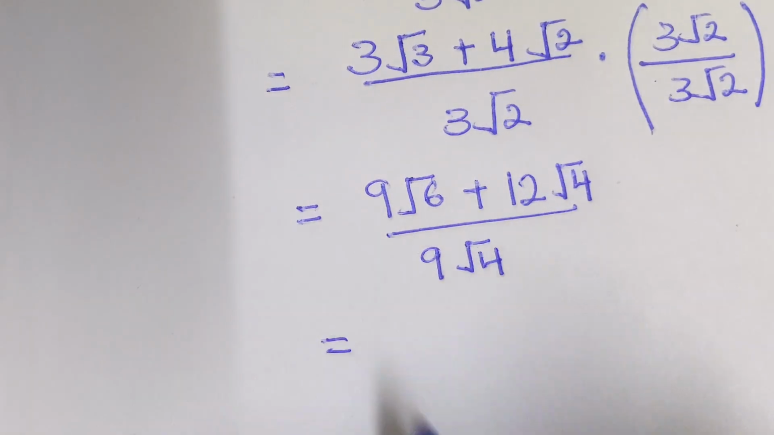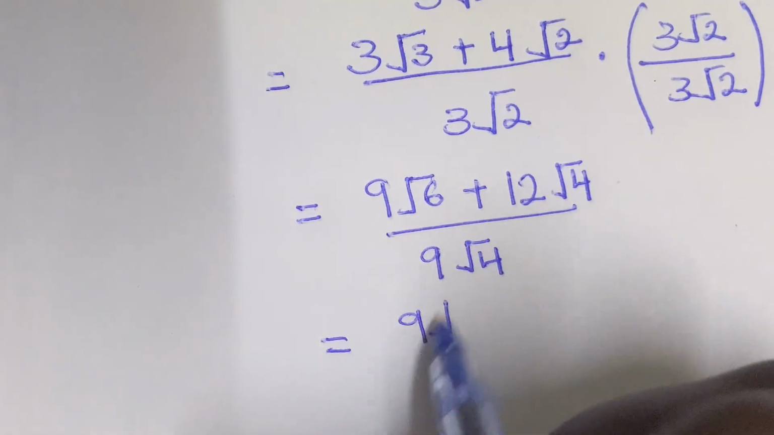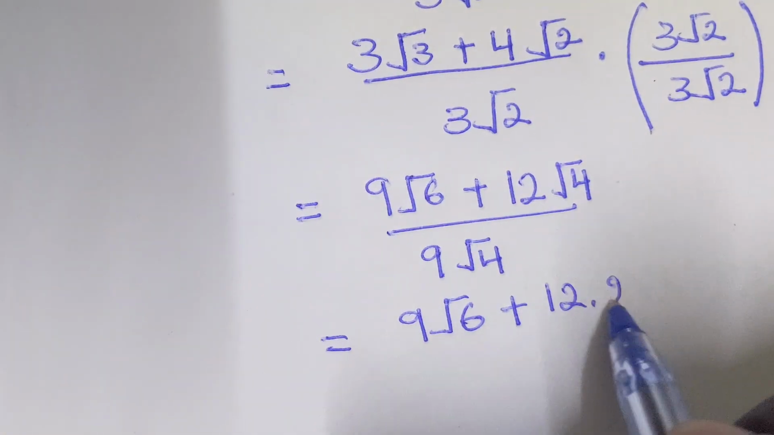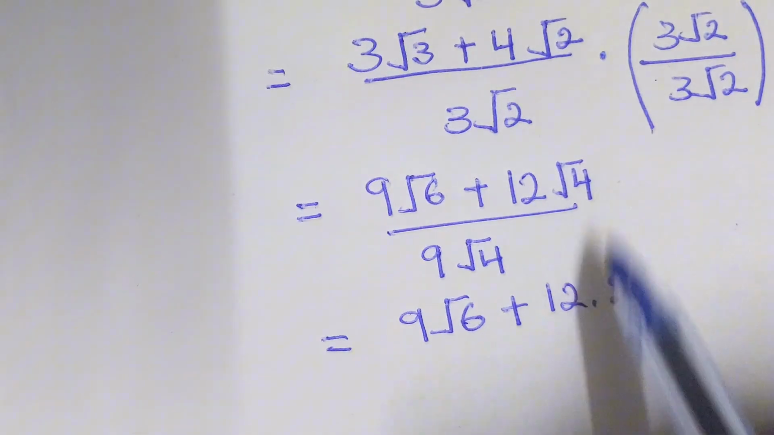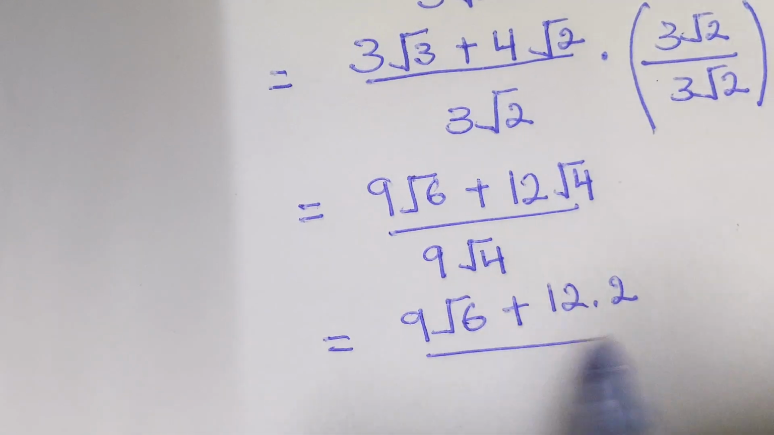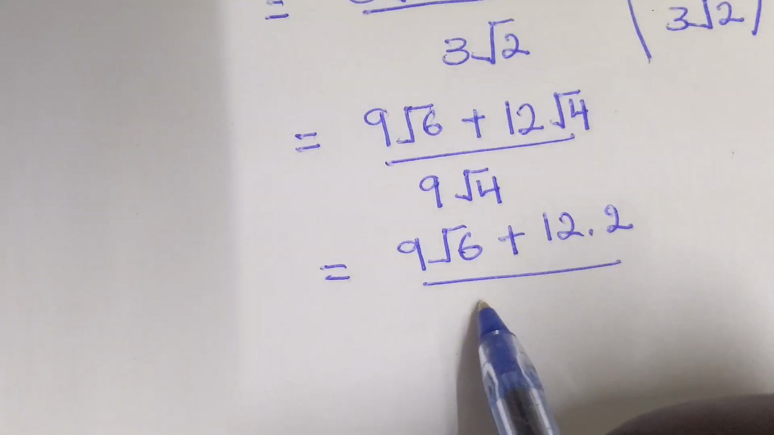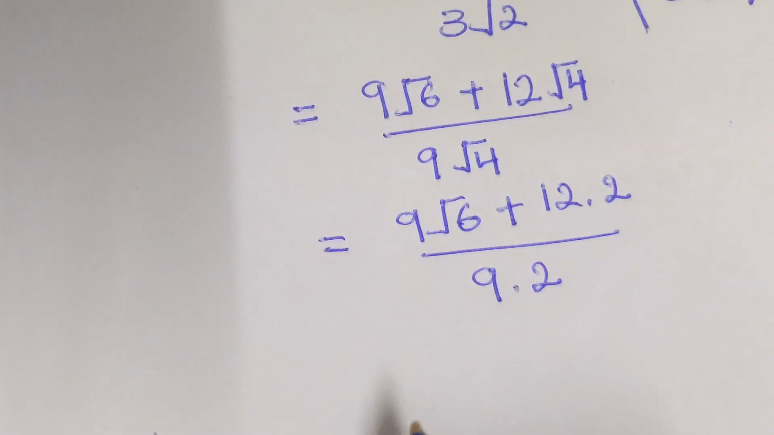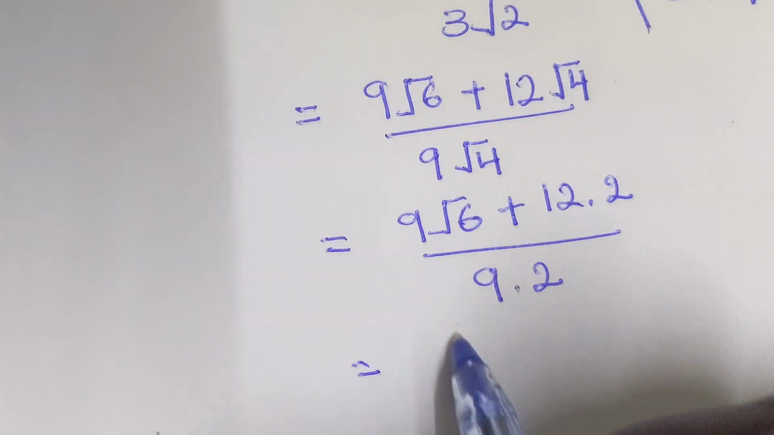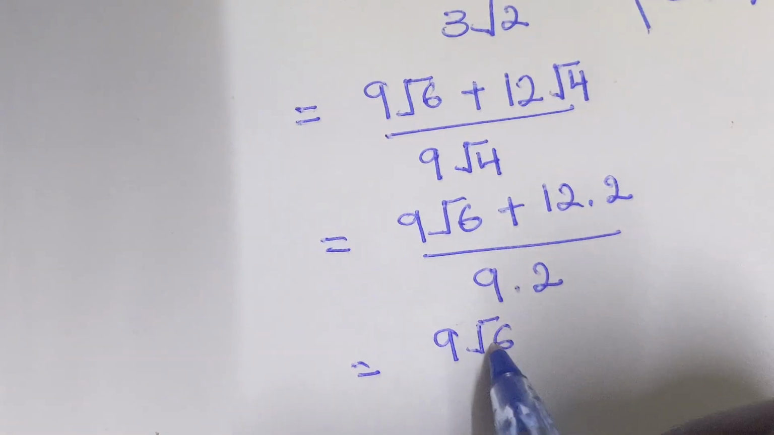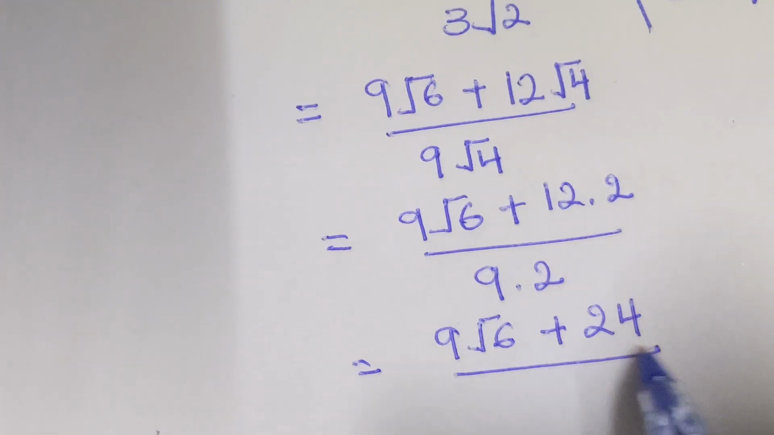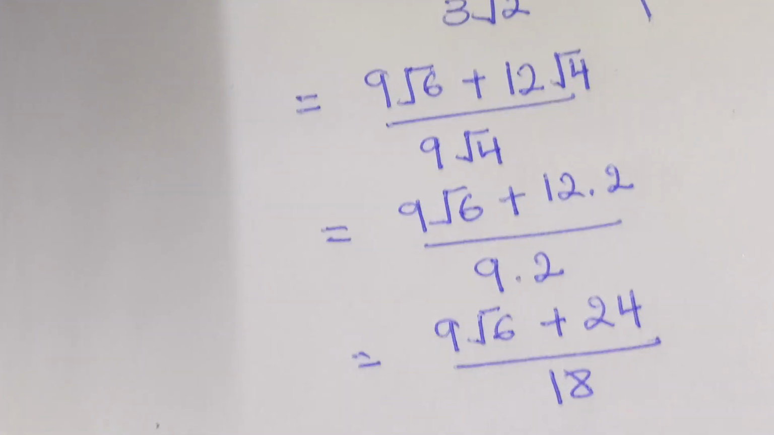Then this will be 9 square root of 6 plus 12 times 2, because square root of 4 equals 2, over 9 times 2. Then we can say this is equal to 9 square root of 6 plus 24 over 18.